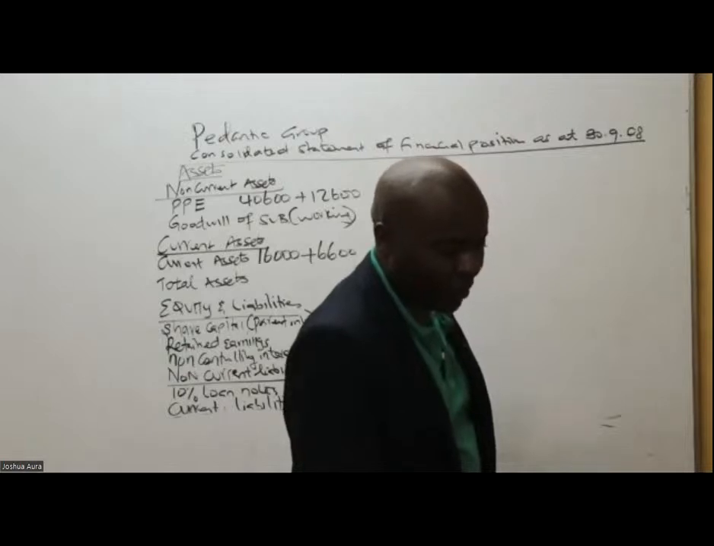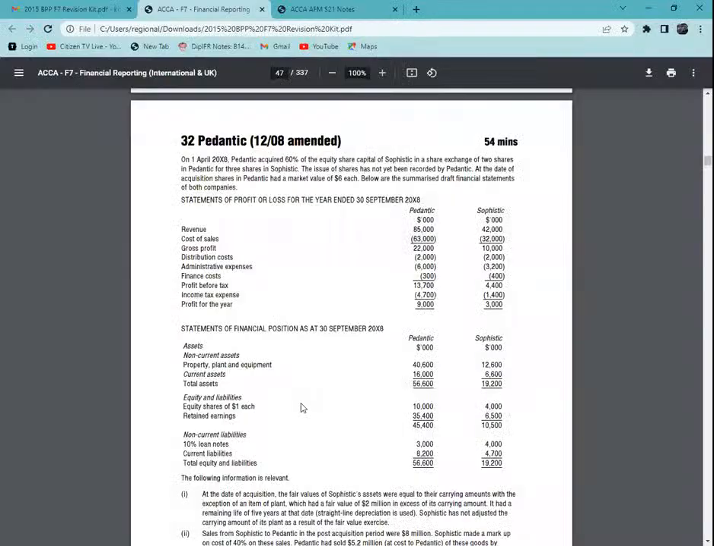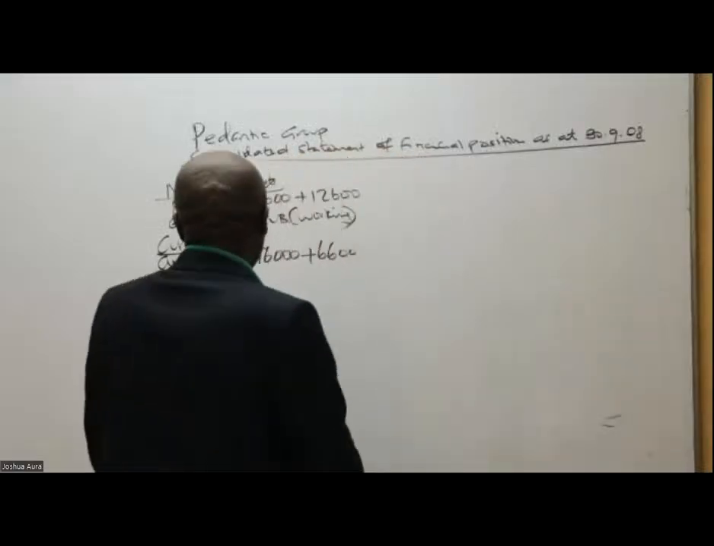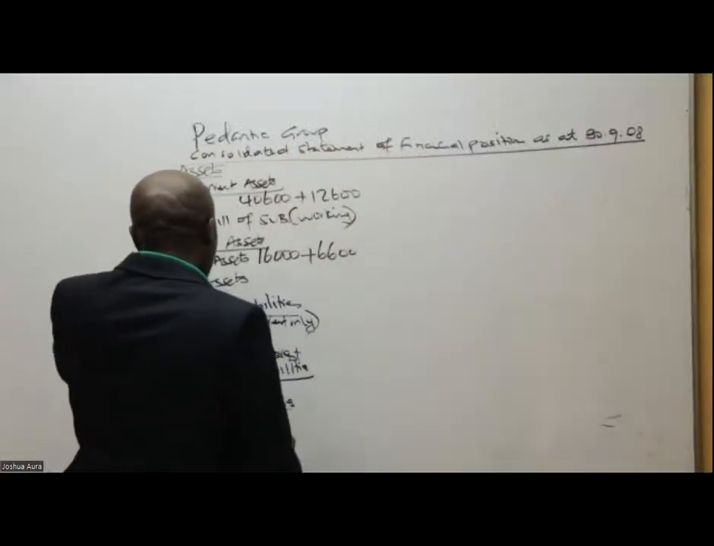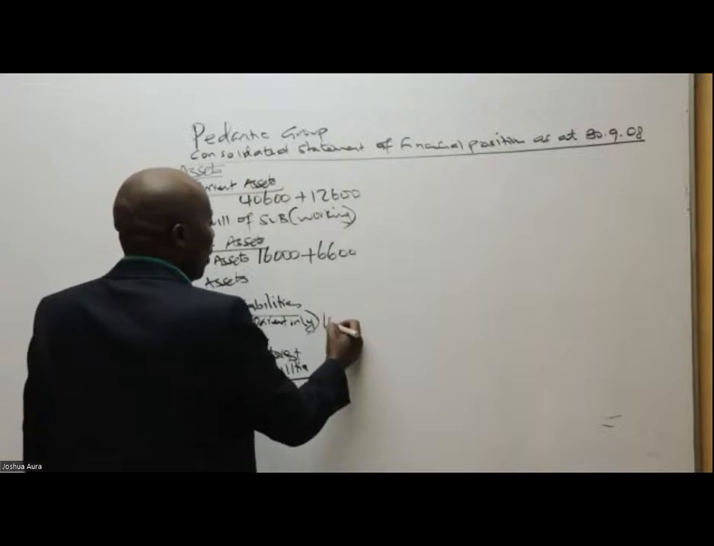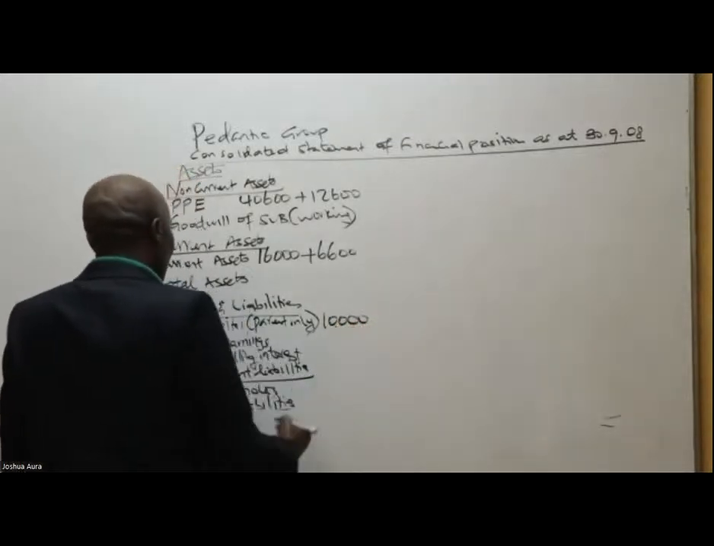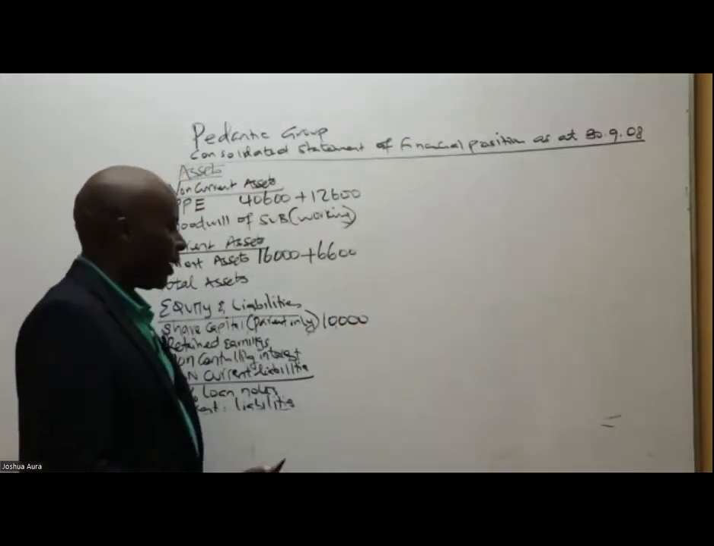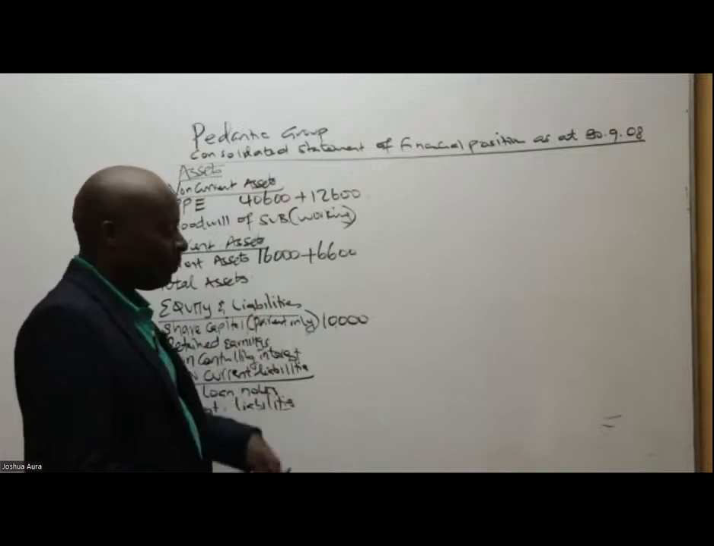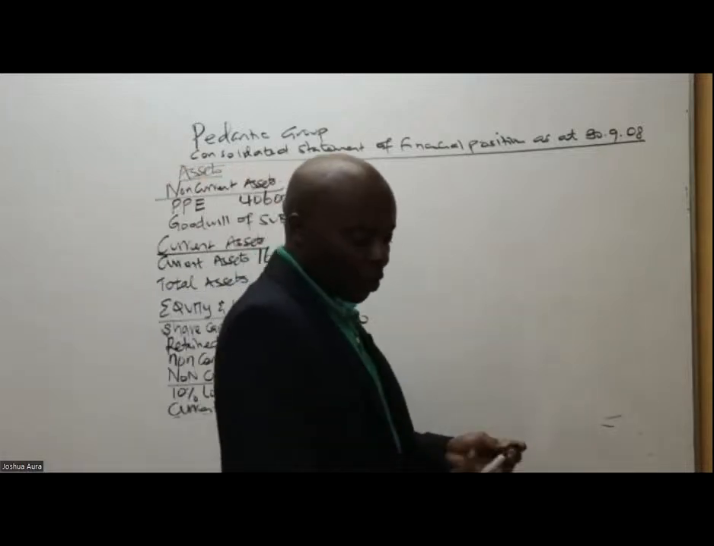So parent only share capital. There is a figure of 10,000 for the parent, and then we have 4,000 for the subsidiary's share capital. We always pick the one of the parent only. So we have 10,000 like that. Retained earnings, the same case. You pick the one of the parent only.